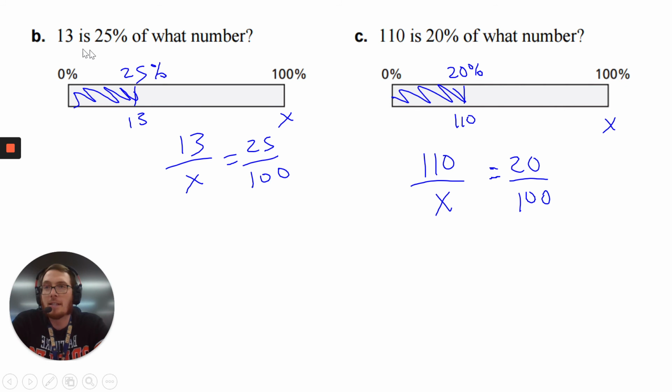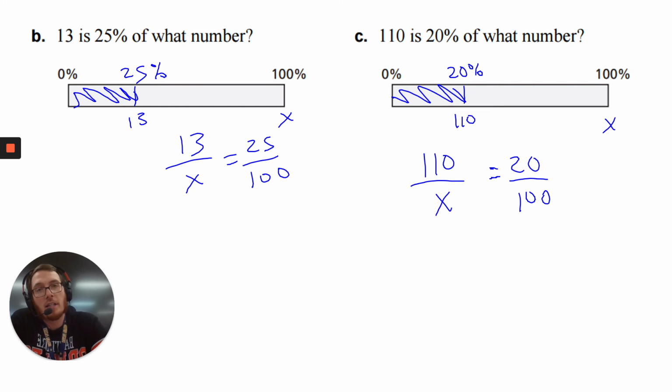Next one, 13 is. So 13 is the part. I don't know what it's out of, so that's x. 25% out of 100. 13 over x equals 25 over 100. Set them equal, cross multiply, solve. Very repetitive. 110 is, 110 out of something is 20 out of 100%. Cross multiply, solve. Again, repetition.